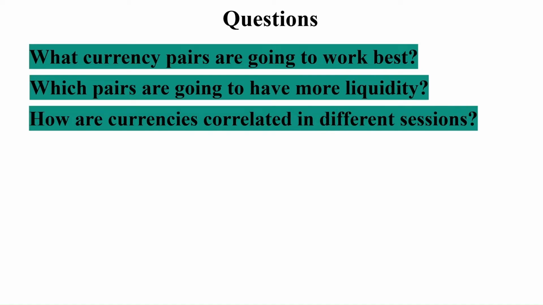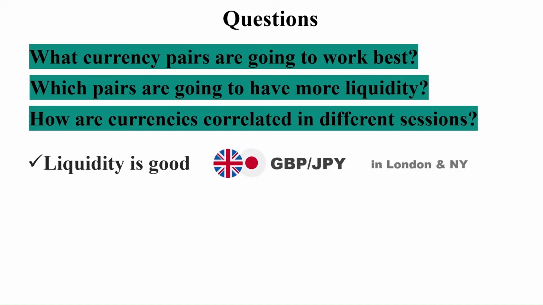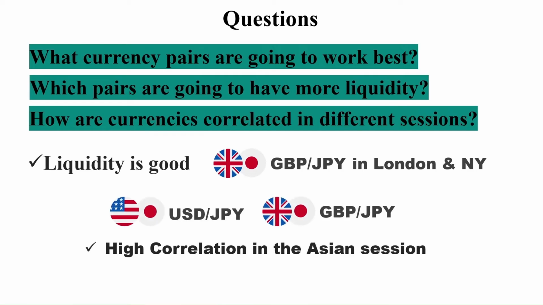The pairs that will work best are those that have a lot of liquidity in one direction in the sessions. For example, GJ has a lot of liquidity in London and New York sessions and is also influenced by pound only. The correlation of pairs depends on the currencies that are being actively traded in the sessions. For example, pound yen and USD yen are highly correlated in Asian sessions, because the yen is being actively traded, so the yen influences their movements.